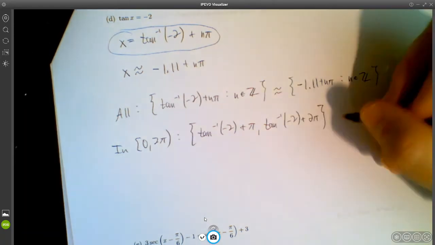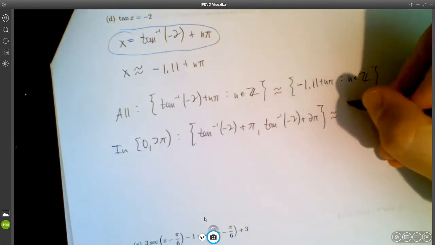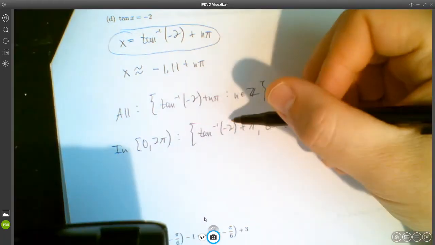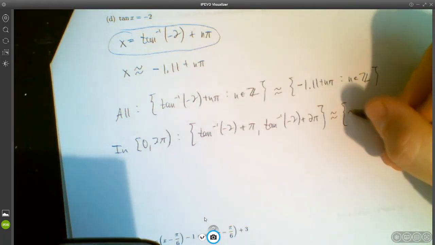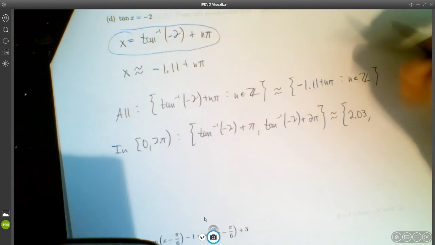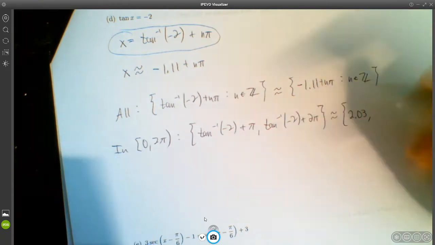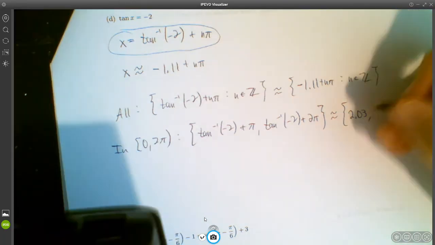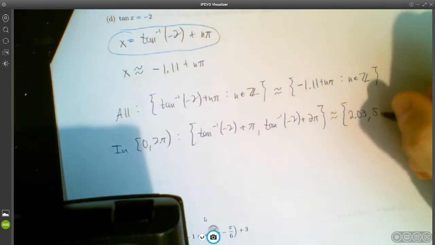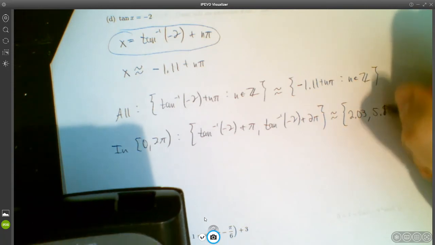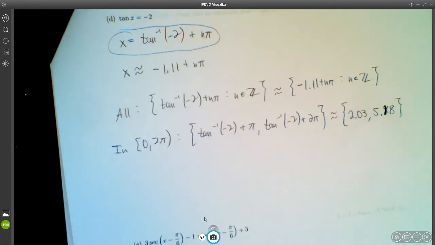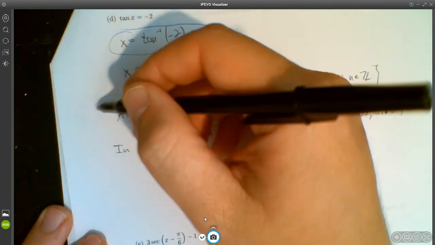Now, if I want to give decimal approximations, I can do that. Right? Tangent inverse of -2 plus pi is about 2.03. And tangent inverse of -2 plus 2 pi is about 5.18. Okay. So there you go.